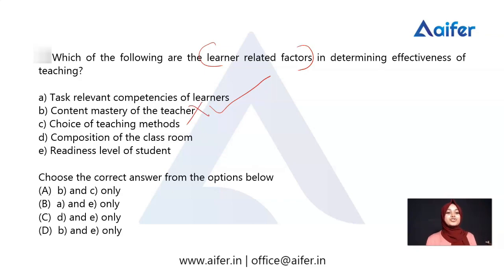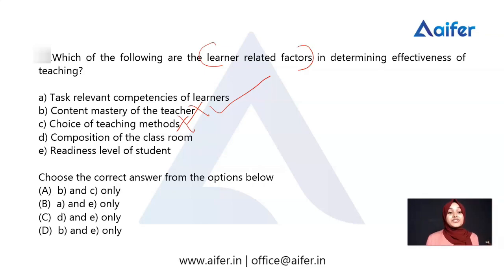Now, choice of teaching method. Which instructional strategy or teaching method is chosen by the teacher in a classroom situation is entirely dependent on the teacher, not the learner. So which method to choose, which teaching strategy to choose to present a particular content in front of students is based on the teacher's interest or the teacher's decision, which is not related to the learner or the student. So it is also related to the teacher, not the learner. So we can exclude this one also.